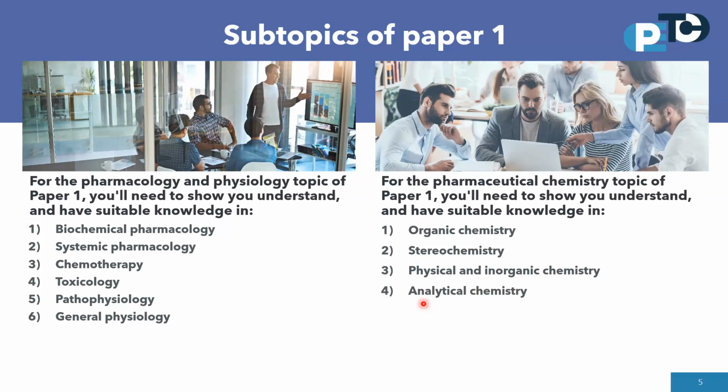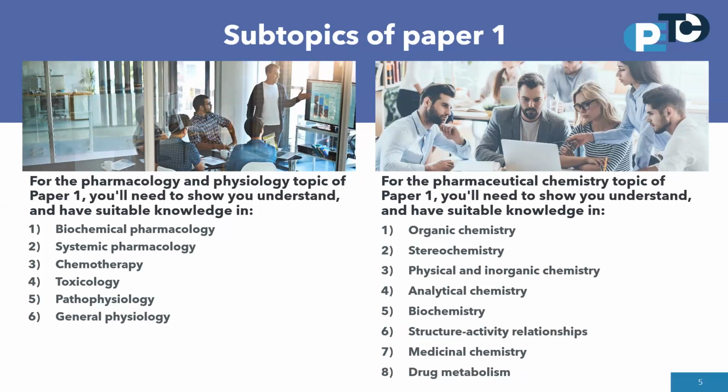Physical and organic chemistry, analytical chemistry, biochemistry, structure activity relationship, which is the most important topic related to the chemistry. How can we identify the structure? How can we make a relation between the structure and the drug group? Okay. Medical or medicinal chemistry and drug metabolism. All of them are present under the topic of chemistry, which represents about 30% of this paper.